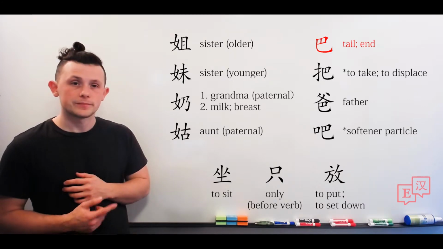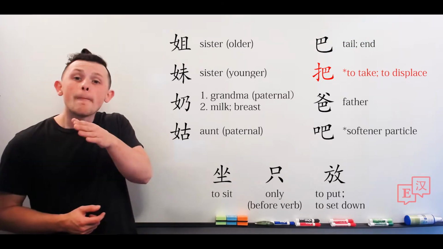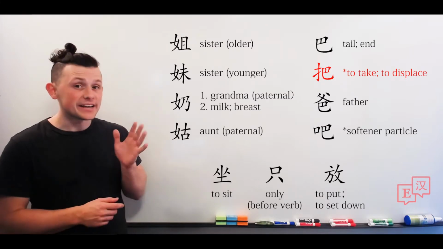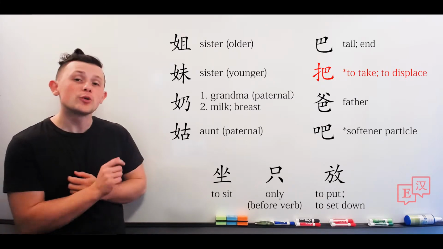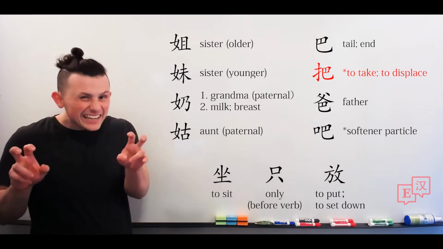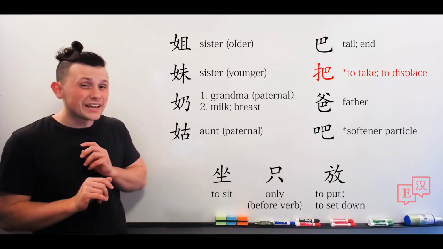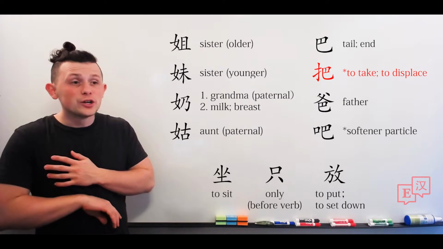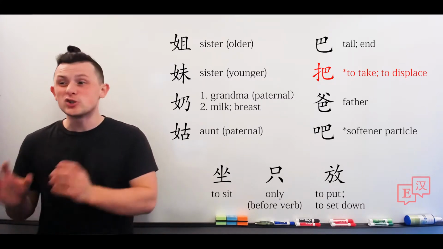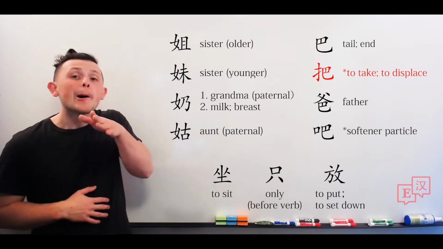Ba, and then ba. We added a hand, that is the hand radical, to our ba, and that gives us the character for to take or to displace. Now, take is a rough meaning. We can't use this to say, like, oh, I took some money, right? This will be to take something and do something with it. We will talk more about this in our grammar. But for now, ba.